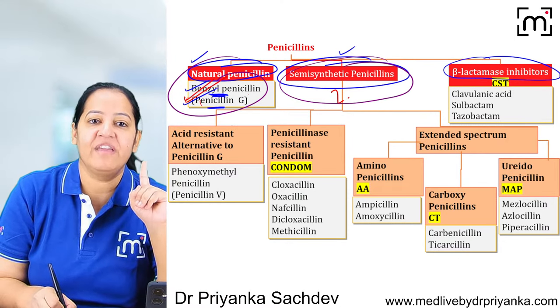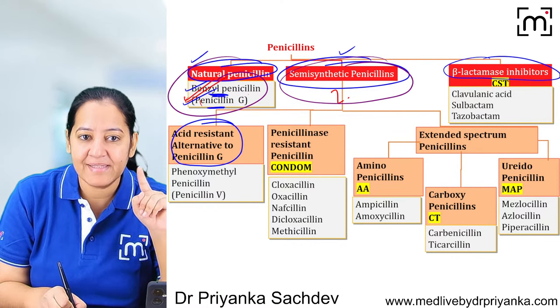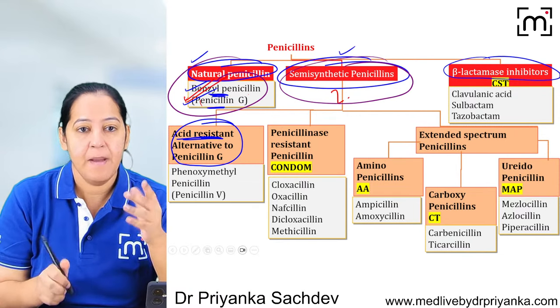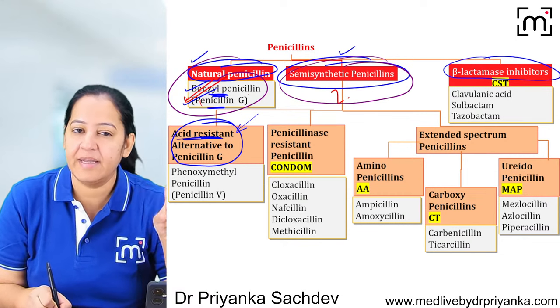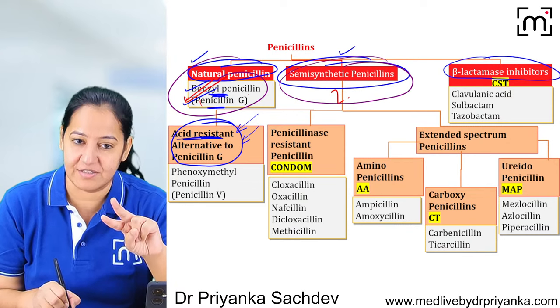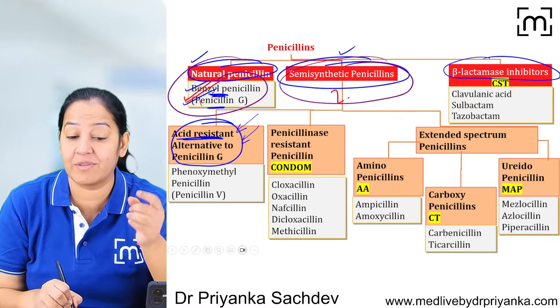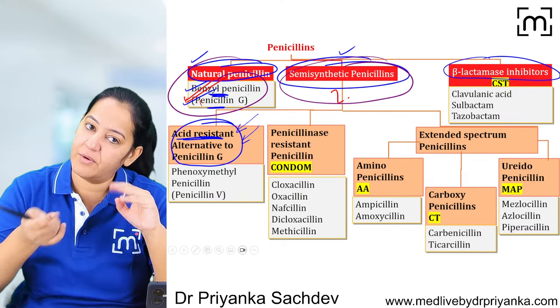The first penicillin we have synthesized artificially, semi-synthetic, is acid resistant. It is acid stable. You can give the tablets very easily. But still the other two problems exist here also. Here also it is narrow spectrum, and here also the penicillinase enzyme is present. So the other two shortcomings are present, but one of them is removed. That is acid stability. It is not acid labile, so you can give the tablets.